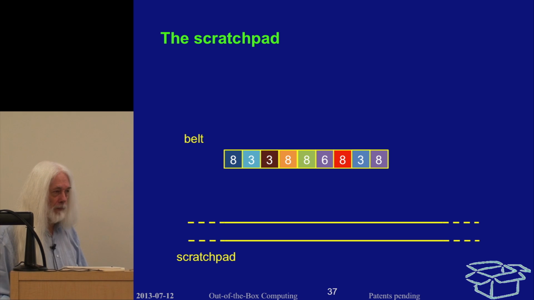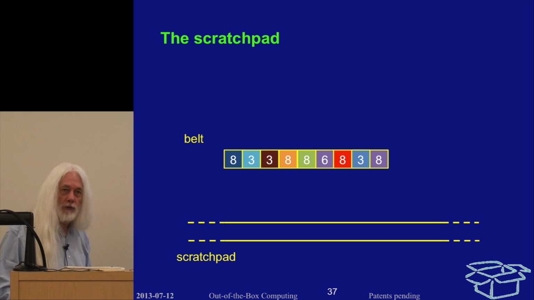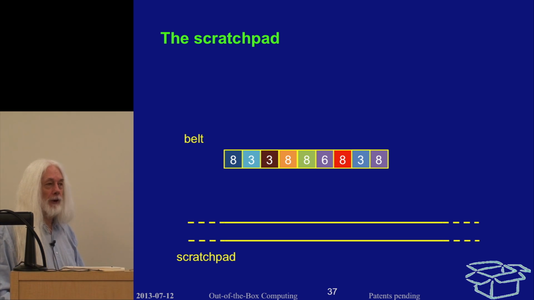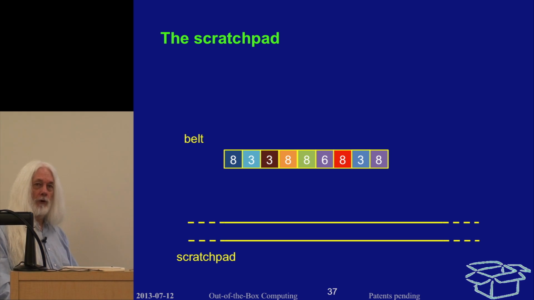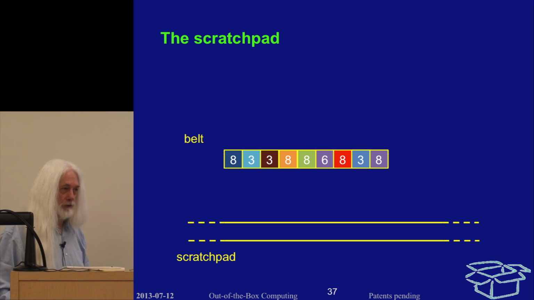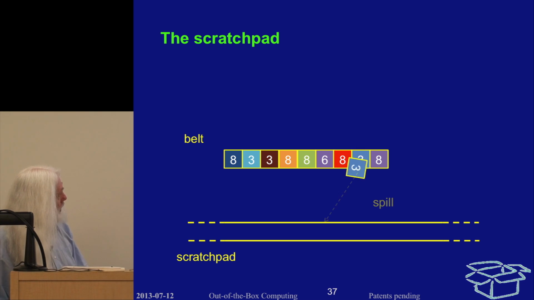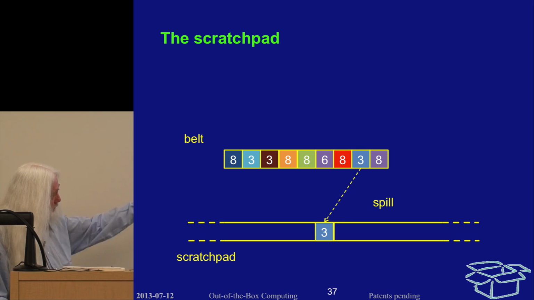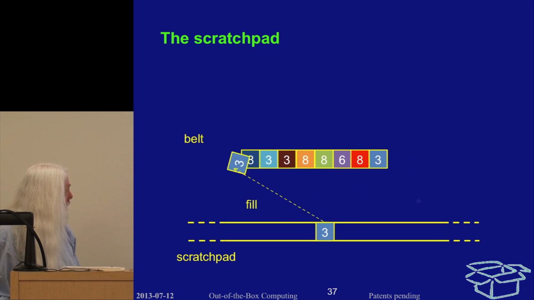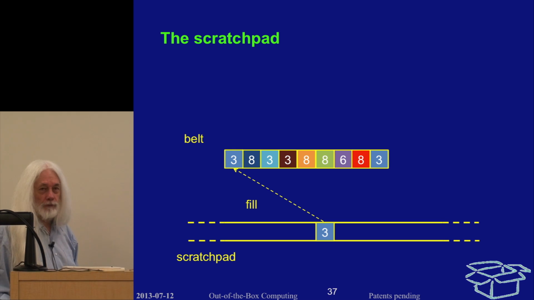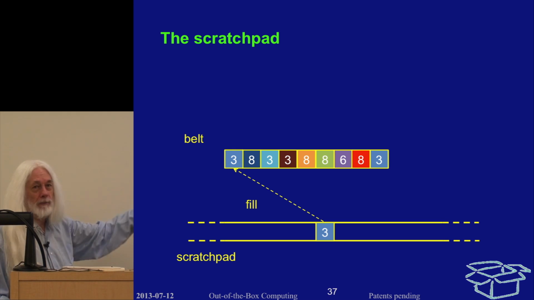It is not part of memory. It is not addressable as memory. You can't index into it. You can't have pointers into it. It is a device for holding values that you're going to want to use later. So, for example, the spill operation will take a value off of the belt and put it at a location in the scratchpad. Later on, when you want it back again, the fill operation will, naturally enough, drop it at the front of the belt and push something off the back.